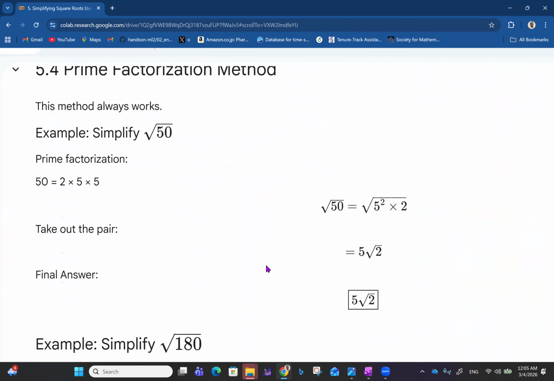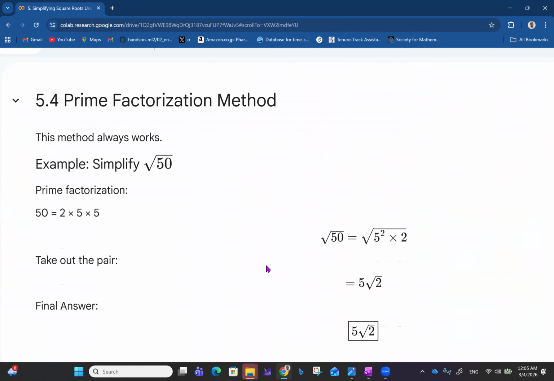Then we talk about the prime factorization method. This is the most important method if you ask me, because sometimes some numbers are so big, you may not be able to figure out upfront which is the perfect square, the biggest square, right? But prime factorization will come to your rescue in that case. So this method always works. It works for whatever. So simplify root 50, for instance.